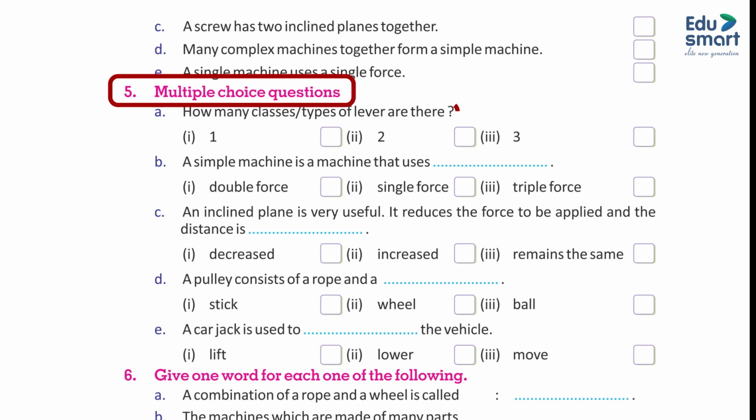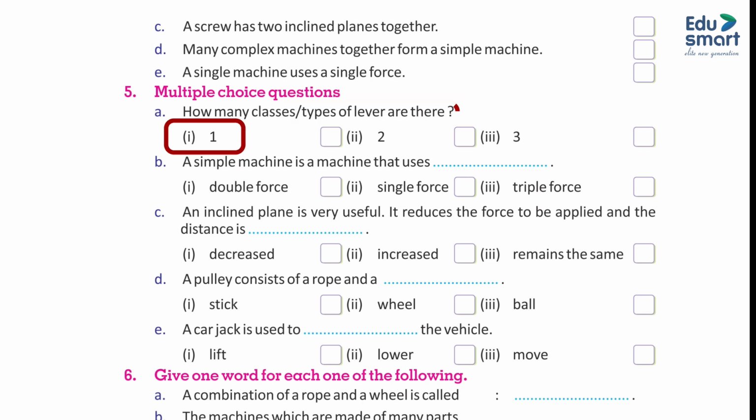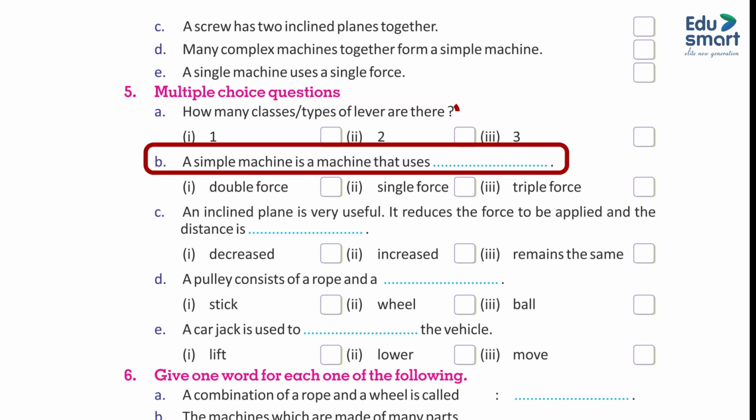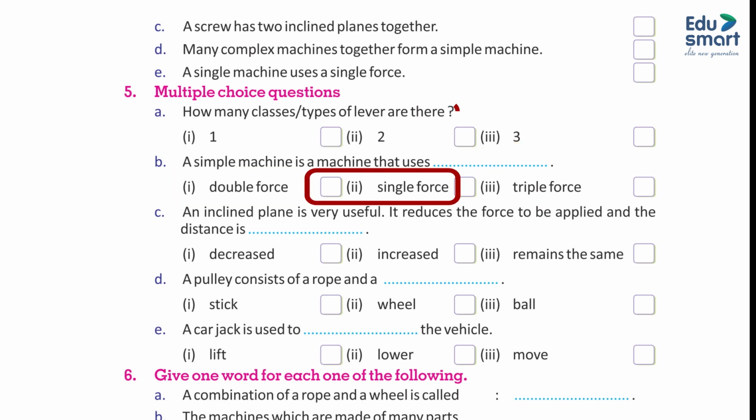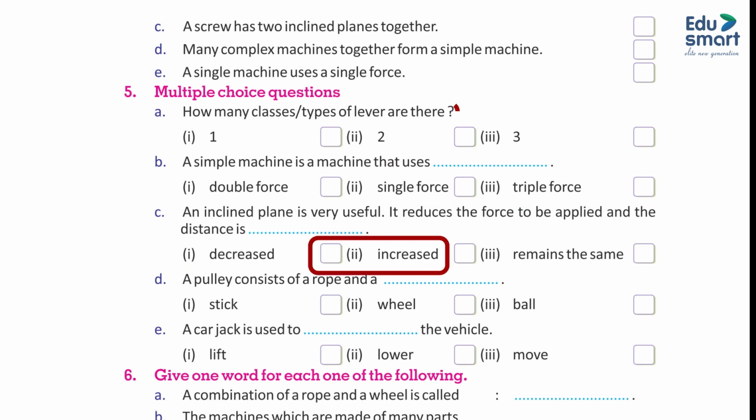5. Multiple choice questions. A. How many classes types of lever are there? 1, 2, 3. B. A simple machine is a machine that uses dash. 1 double force, 2 single force, 3 triple force. C. An inclined plane is very useful. It reduces the force to be applied and the distance is dash. 1 decreased, 2 increased, 3 remains the same.